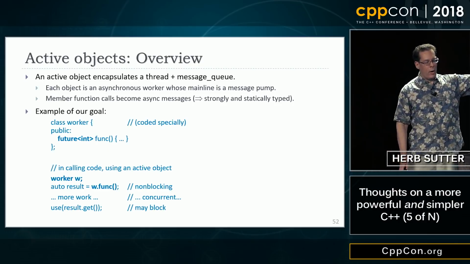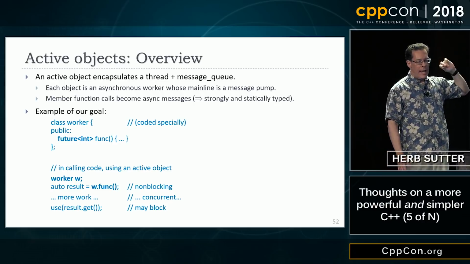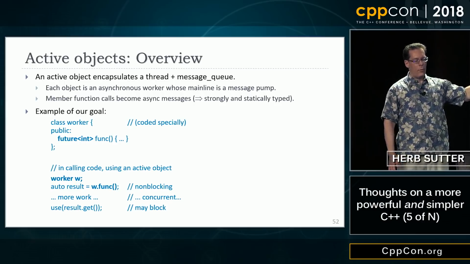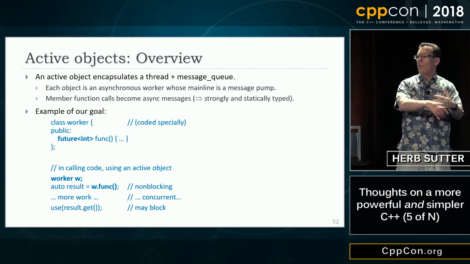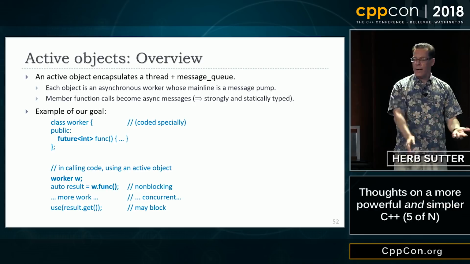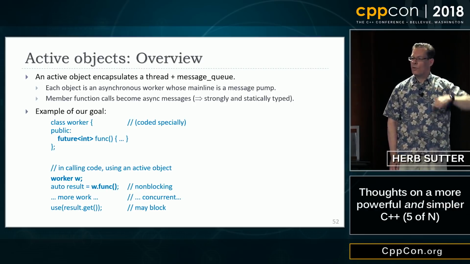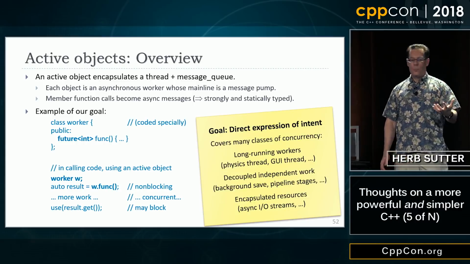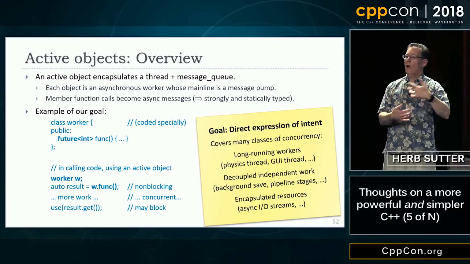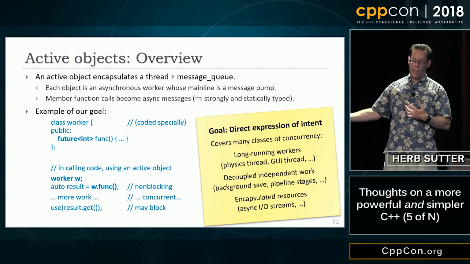We want to write code like this, where we have a class worker that's coded specially somehow, and when at the bottom we invoke a function, we actually get a future, and then we can do other work concurrently while we wait on it. So every member function call is asynchronous and returns immediately. We want to directly express all these different kinds of things, long-running workers like a GUI thread, decoupled independent work like we'll see pipeline stages in a moment.